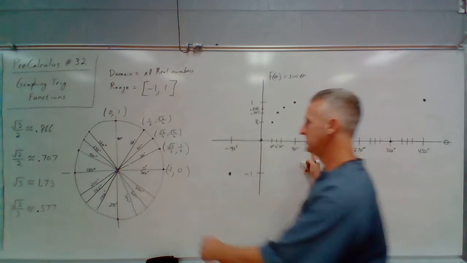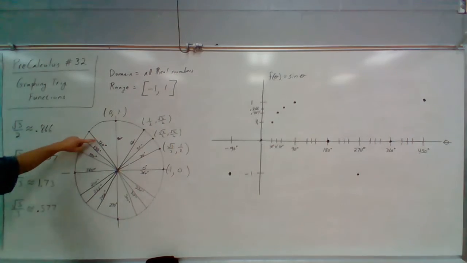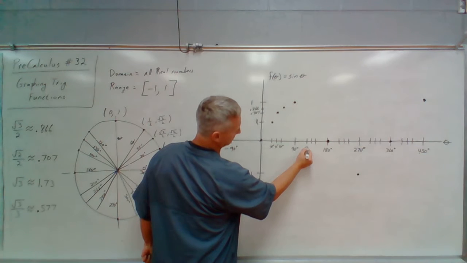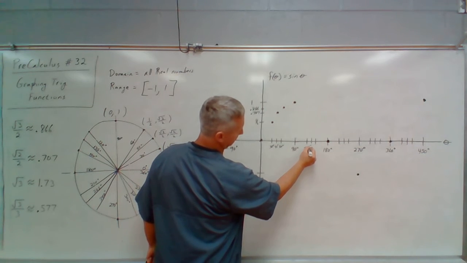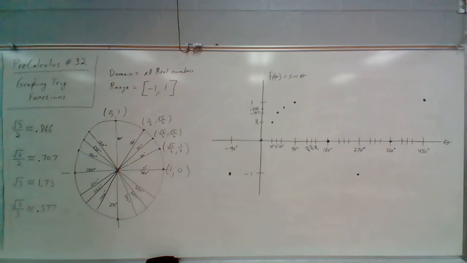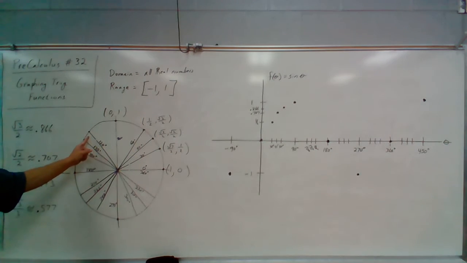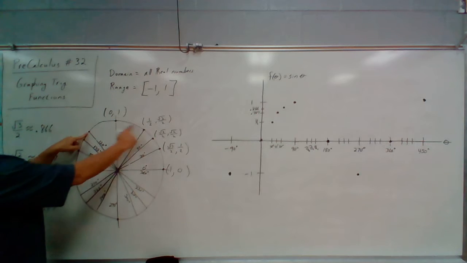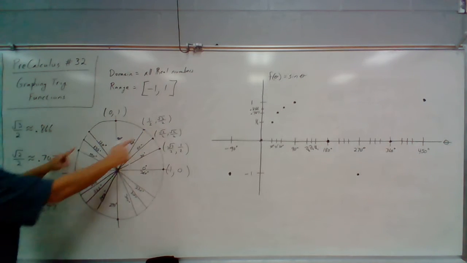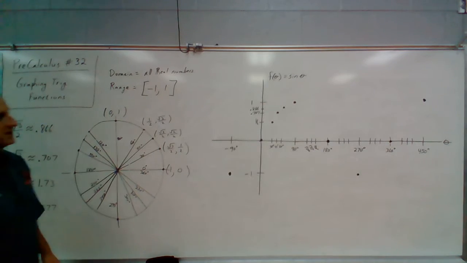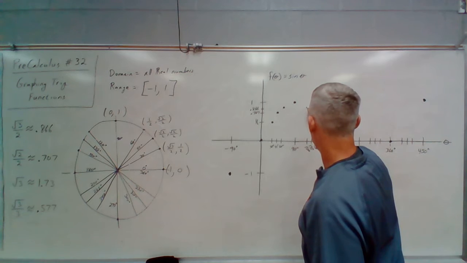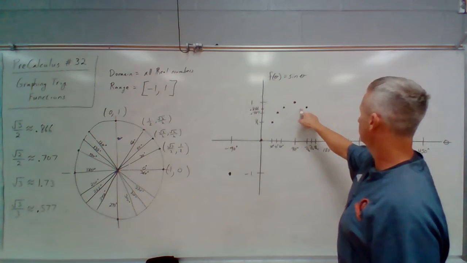So we have these next three, which are 120, 135, and 150. So 120 degrees, 135 degrees, 150 degrees. Plot those points. So the sine of 120 degrees, the y value would be the same as this point, so it would be the square root of 3 over 2, which is about 0.866. So we get this point straight across from this one.